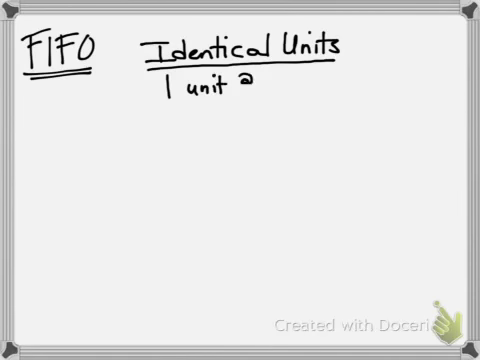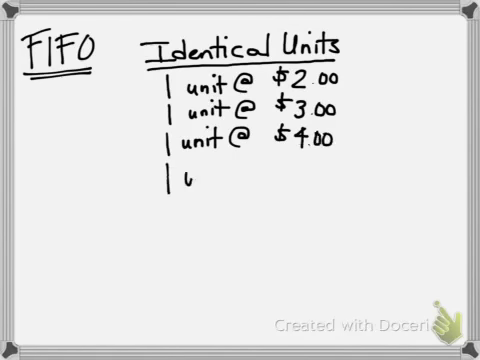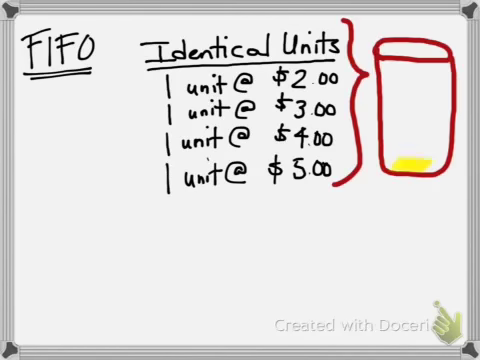Let's look at the three most common inventory cost flow methods. We're going to start with FIFO. FIFO stands for first in, first out. And the example we're going to be following has four identical units that we've purchased over time.